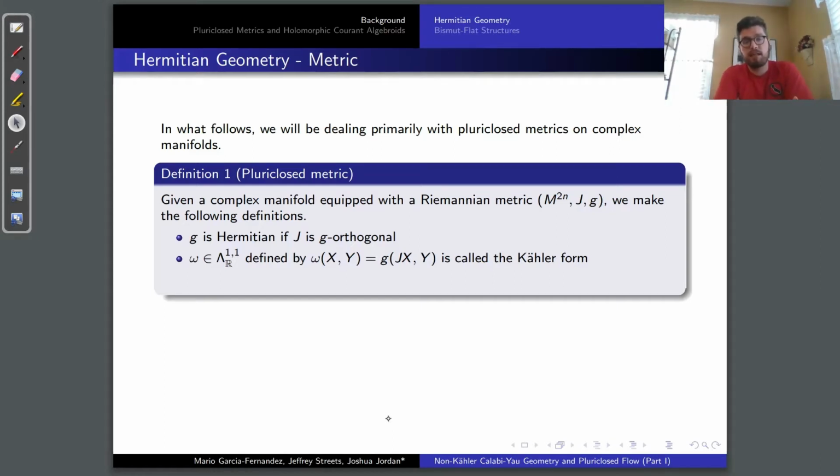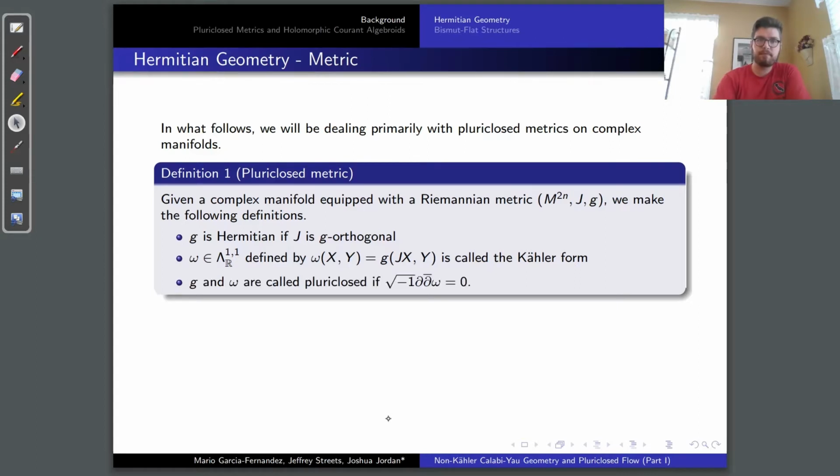Using the fact that J is g-Hermitian and the fact that J squares to negative the identity, we can define this real (1,1)-form that we call the Kähler form. This is typically denoted by omega, and just so we're all squaring up our conventions, I usually put J on the first index, but that's just me. Everybody uses a slightly different one.